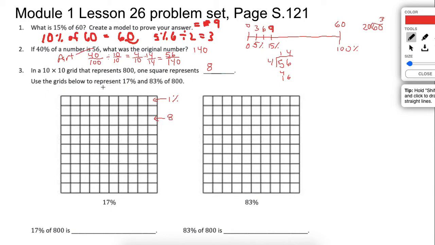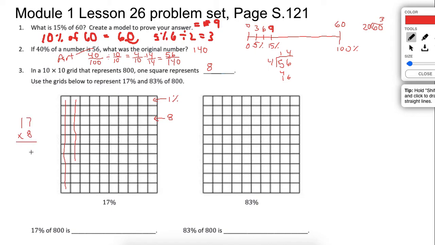So use the grid below to represent 17% and 83%. And if you notice, these two added together would give us 100%. So let's go ahead. If I shade this first row, that would be 10%. Then if I shade in 7 more, that would give me 17%. So if I shade in those two rows, that is 17%, and each one of those is worth 8. So I just take 17 times 8.